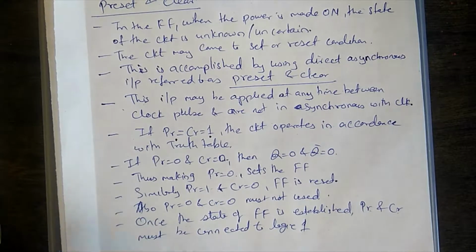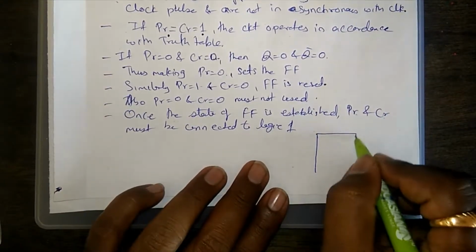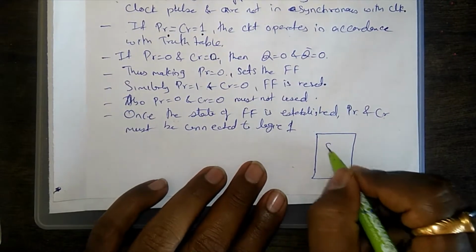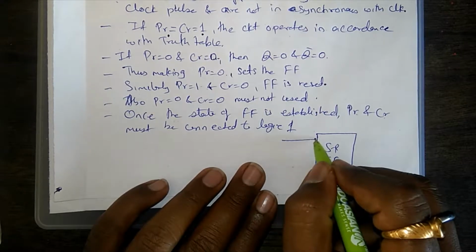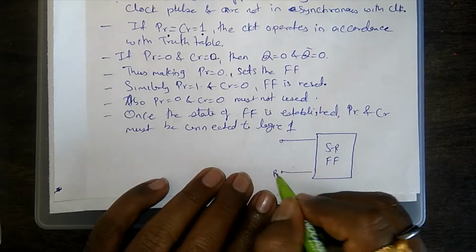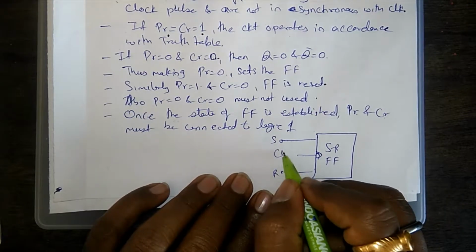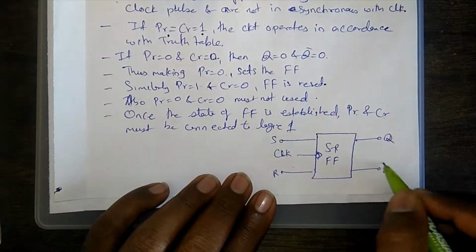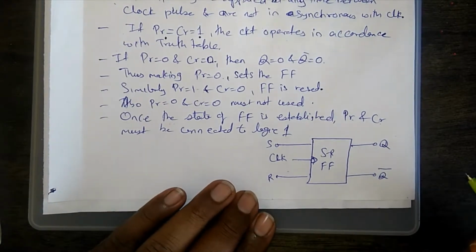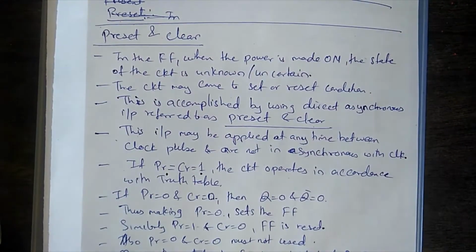So the symbol we develop for the SR flip flop finally: this is the S, this is R, and on this side of the symbol you make it as a clock. So this is Q and Q bar. So this is what about the preset and why it is being used.